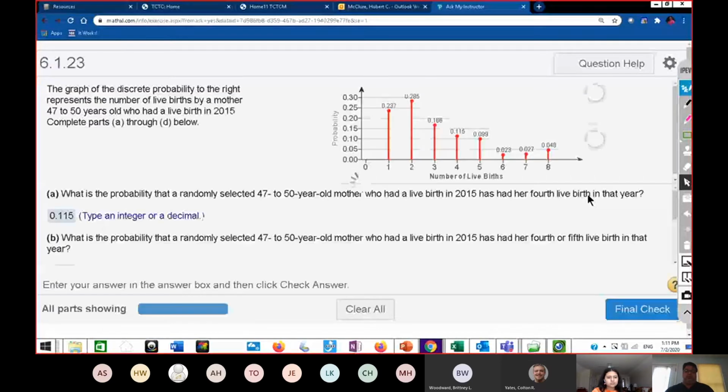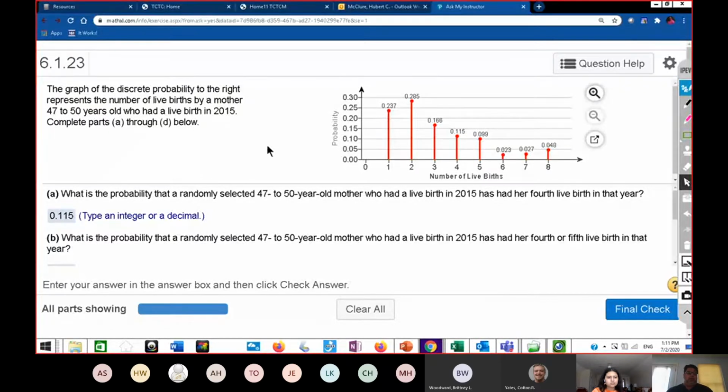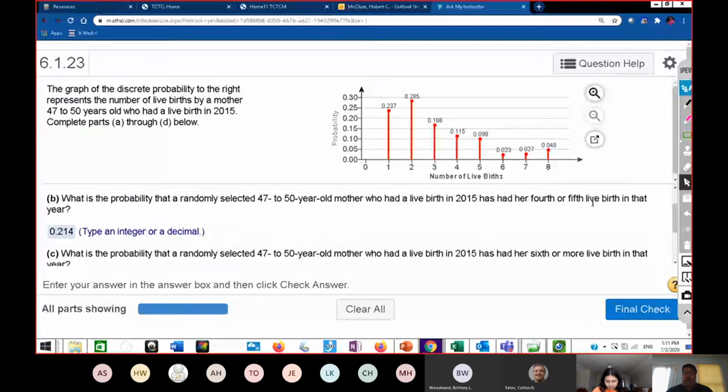Same type of question. I'm looking for the probability that a randomly selected mother had four live births, or fourth live birth. Where's 4? 0.115. 0.115.